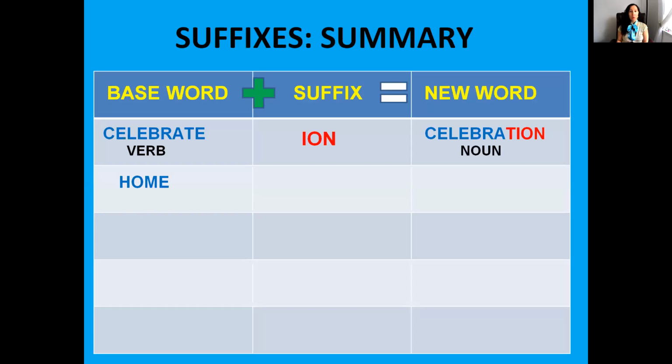Base word, home. So is that a verb, noun, or an adjective? It's a noun. So when you add the suffix less, what happens to home plus less? What's the new word? Homeless. So what does home and homeless turn into? Is it a noun? Nope. The noun turns into what? Adjective.